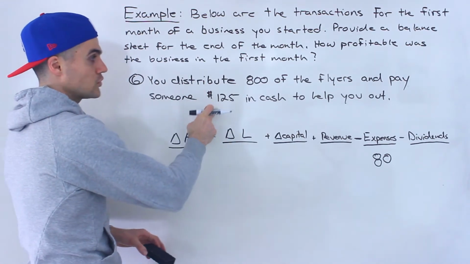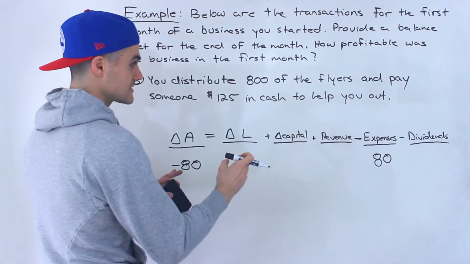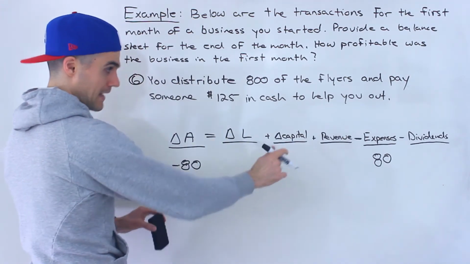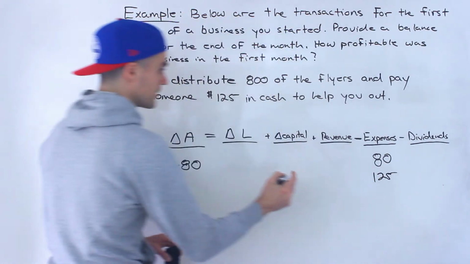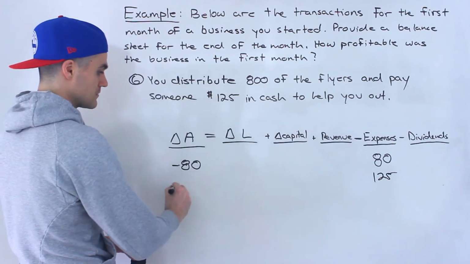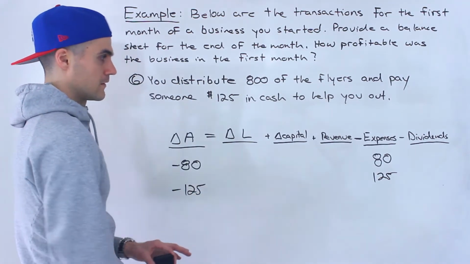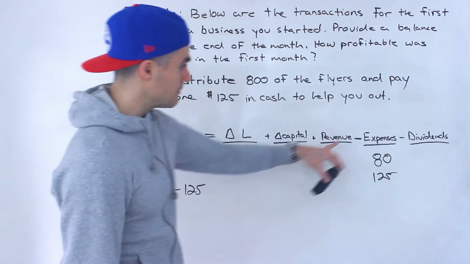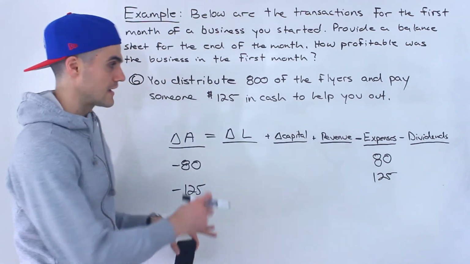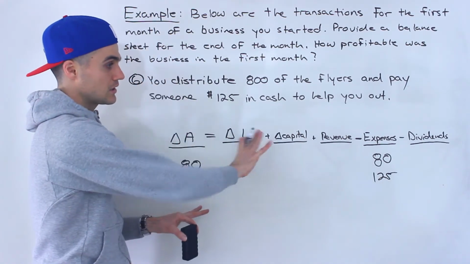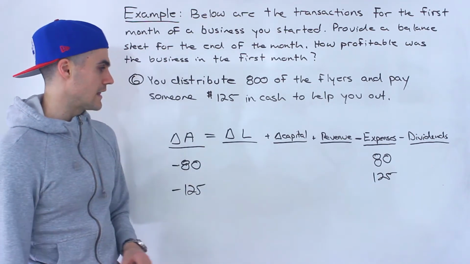Now the second part, when you pay someone $125 in cash, that's a separate expense. So that's going to be $125. It's like a wage expense, as I mentioned. And then you're using cash to pay them, so your cash is going down by $125. All right, so we got minus 80, minus 80, minus 125, minus 125. That's how you input this transaction into the equation, and everything is balancing out.